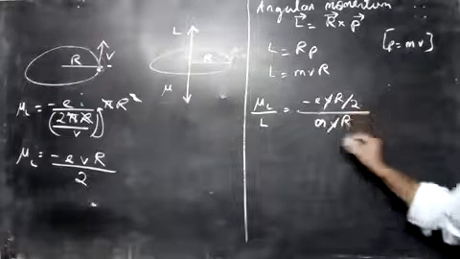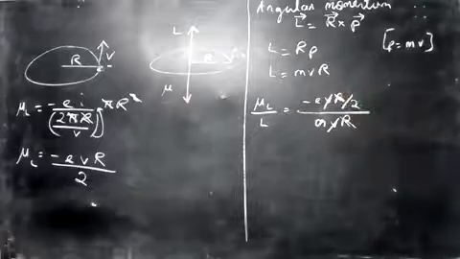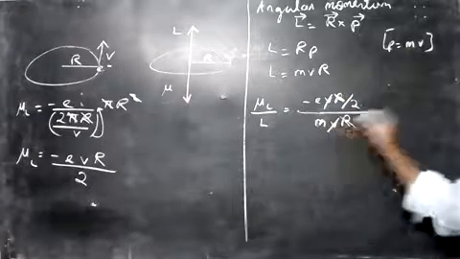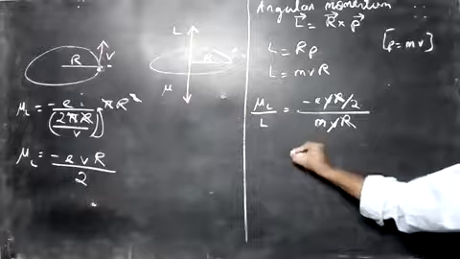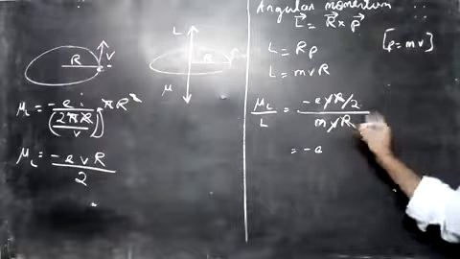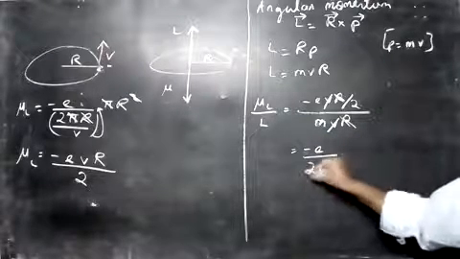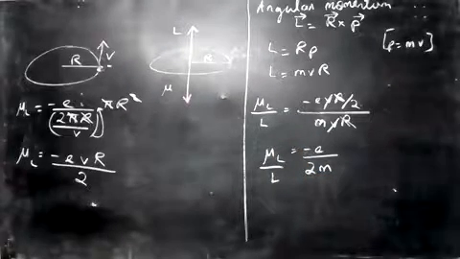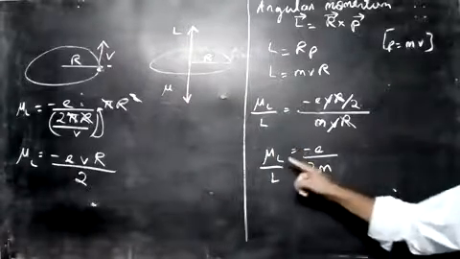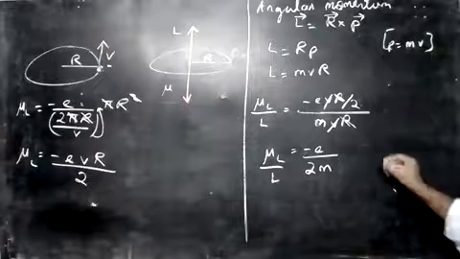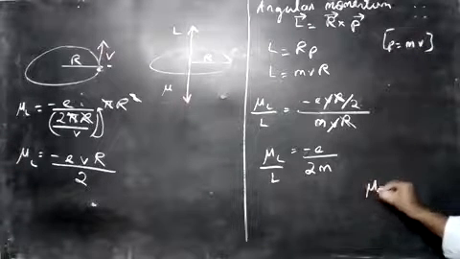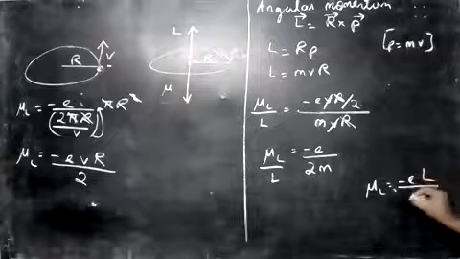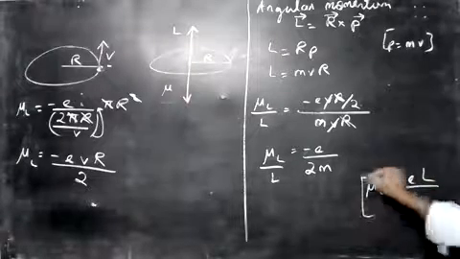V and V will cancel. R and R will cancel. And 2 will come down. M is there. M won't get cancelled. So we get here minus E by 2M. That is the value of mu L by L. So we get this now. Now what is mu L from this? I'll write separately. From this, mu L is equal to, L will go up now, minus E into L by 2M. This will be used after some time.